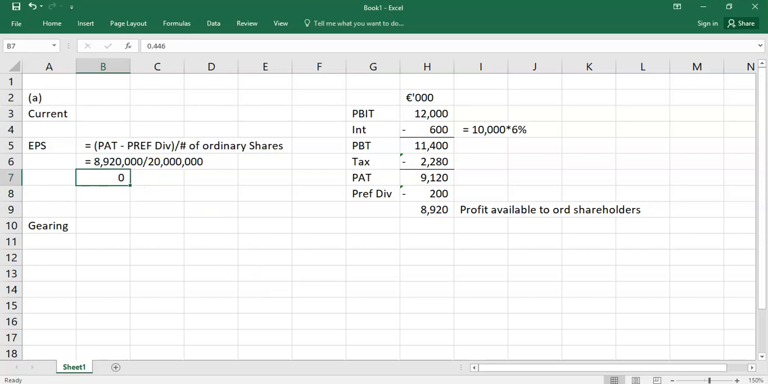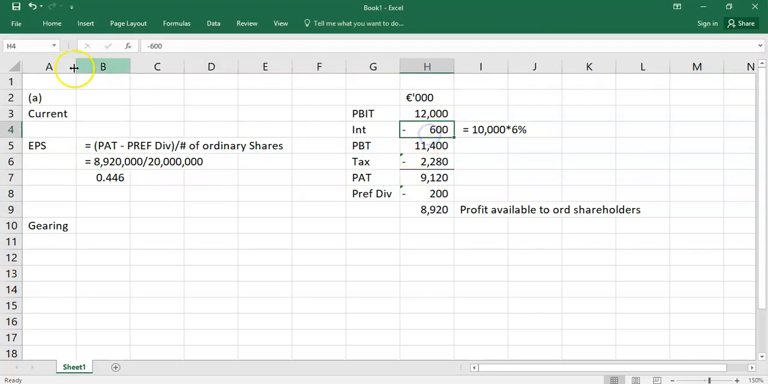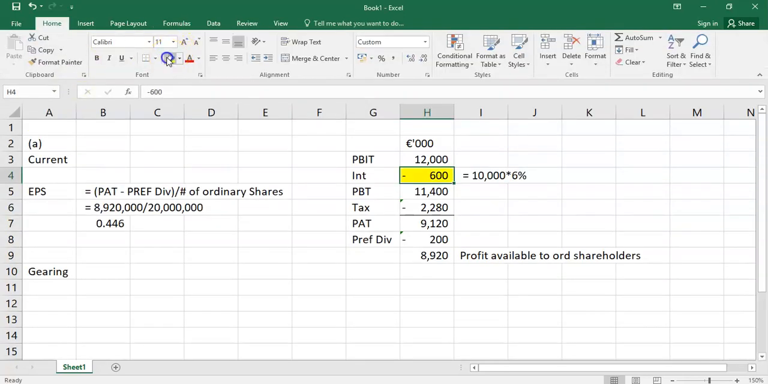Your current earnings per share is 0.45, 45 cents per share. Now that was quite tricky to make sure you get 44.6. First thing was you had to calculate your interest. Second thing is you remember to take off the preference dividend. Third thing was to get the number of ordinary shares.